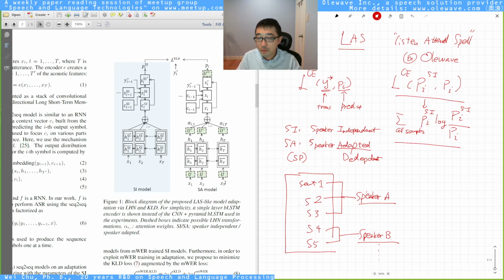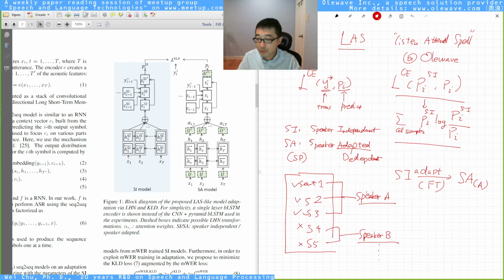When I am using speaker A to train, I can do this. Suppose I already got an SI model and I want to adapt, or in a word, fine-tune, okay? Fine-tune this to a speaker adapted model of speaker A. So what I do, I only use the sentences S1, 2, 3, not S4 and S5.